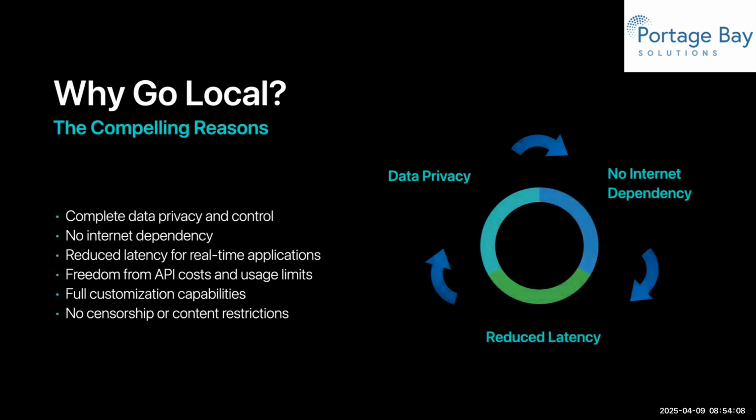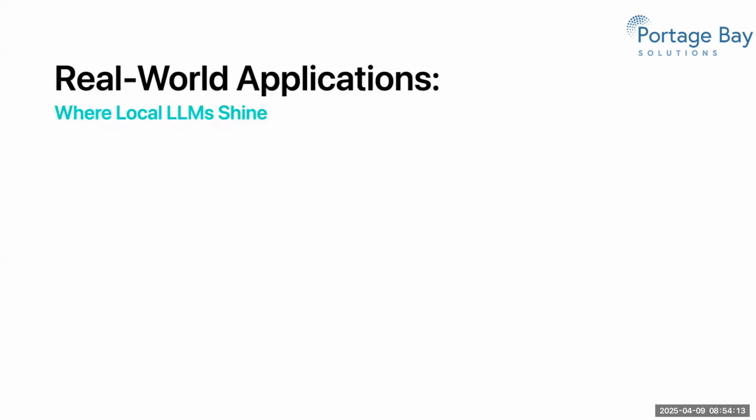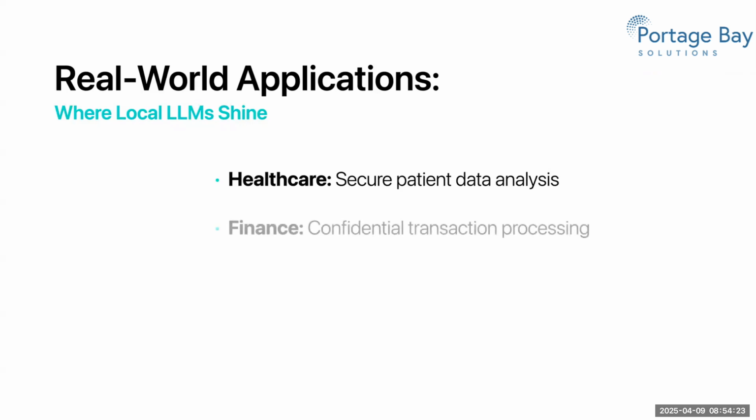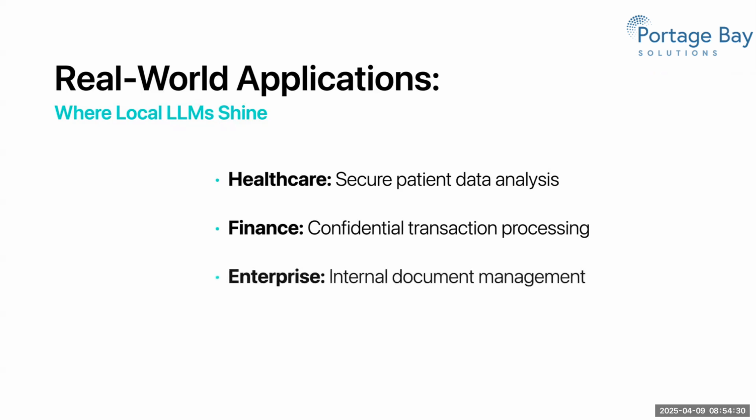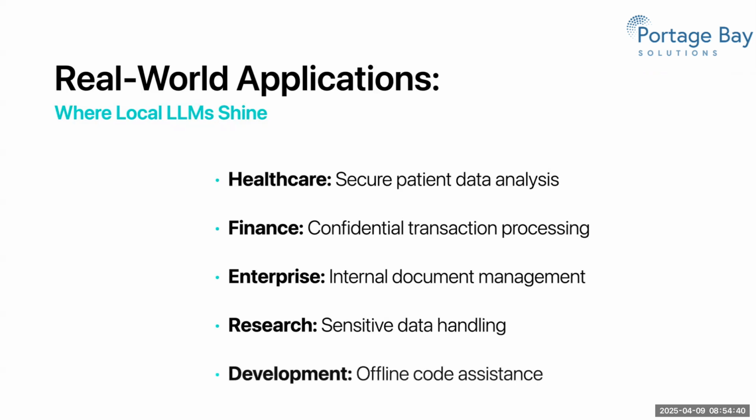So let's look at some specific examples where local LLMs are making a real difference. Local LLMs are making a big impact. Hospitals are using local LLMs for analyzing patient records to identify treatment patterns. Banks are using local LLMs for fraud detection without exposing the data externally. Corporations are using local LLMs to search and summarize internal documents. And pharmaceutical companies are using local LLMs for early-stage drug trial data analysis. Finally, software teams are using local LLMs for code generation or review with proprietary code bases.